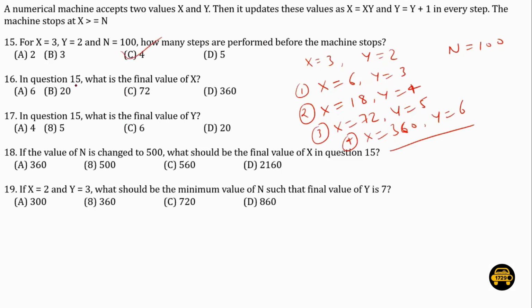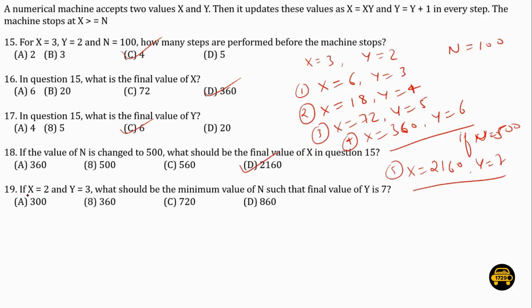Now the second question, in the previous question, what is the final value of x? We can find out the final value of x to be 360. In the same question, the final value of y, we can get it 6. Now if the value of n is changed to 500, what should be the final value of x? If n becomes 500, again the value of x is lesser than n, so it will run for one more round. So x will become 360 into 6, that will be 2160, and y will become 7. And again the machine will check the value of x, it exceeded n, so it will stop at this point of time. So the final value of x in this case will be 2160.